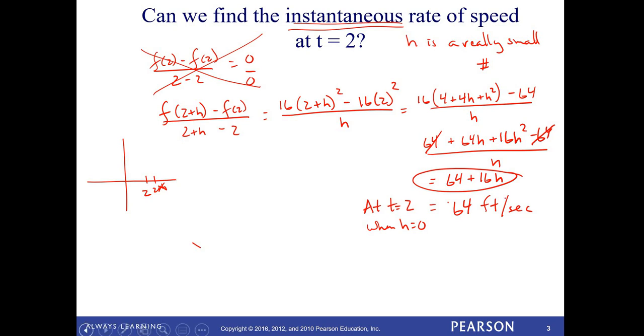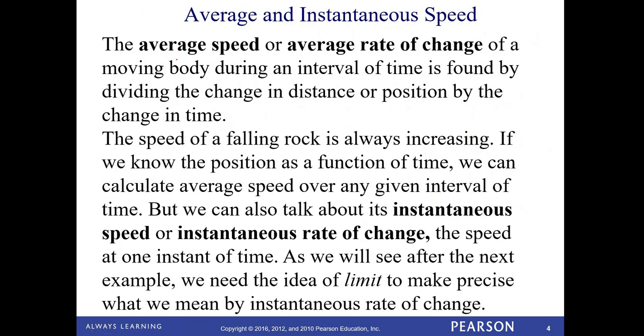All right, so this really has to do with limits. What we're saying is that we want to take the limit of this function as h approaches 0. So let's back up now and look at limits. The average speed, or average rate of change, of a moving body during an interval of time is found by dividing the change in distance, delta d, over change in time. You don't have to write that all out. This is our average speed, delta d over delta t, and that's simply a slope value.